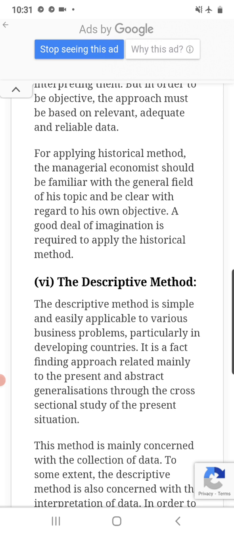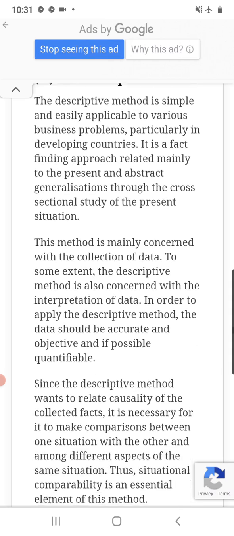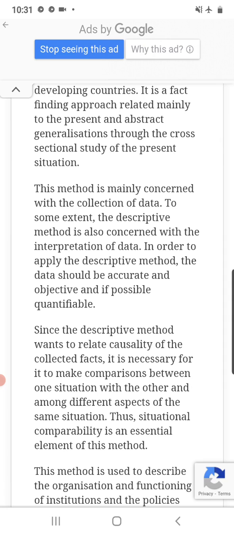So the descriptive method is simple and easily applicable to the various business problems, particularly in the developing countries. This method is mainly concerned with the collection of the data up to some extent. Descriptive method is also concerned with the interpretation of the data. In order to apply descriptive method, the data should be accurate, objective if possible and quantifiable.